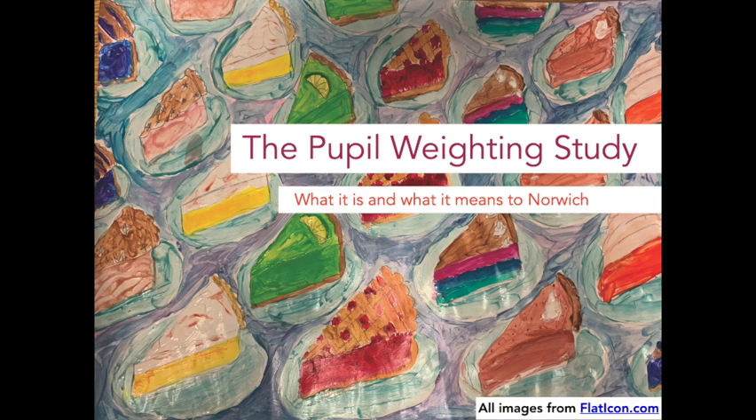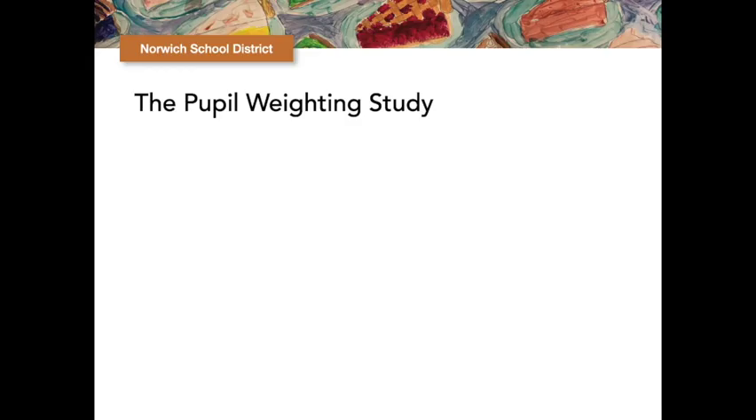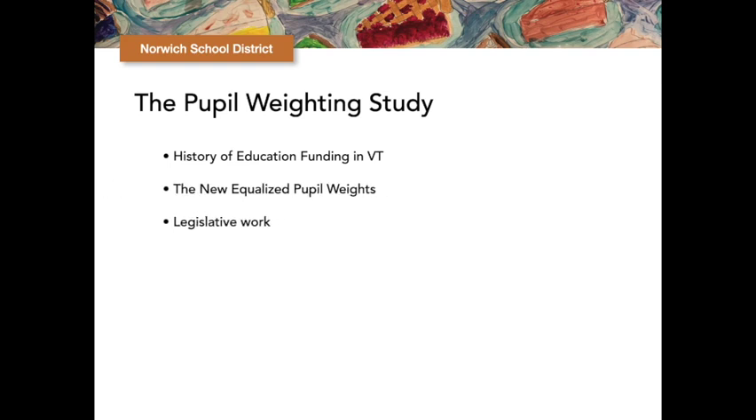This presentation will cover the pupil weighting study and what it means for Norwich. So let's dive in. In order to better understand the impact of the weighting study, it's important to understand a bit of the history of education funding in Vermont. From there, I'll discuss the new proposed equalized pupil weights. We'll then cover the legislative efforts that are currently underway, what the Norwich School Board is doing, and then finally, what you can do. Let's get started.